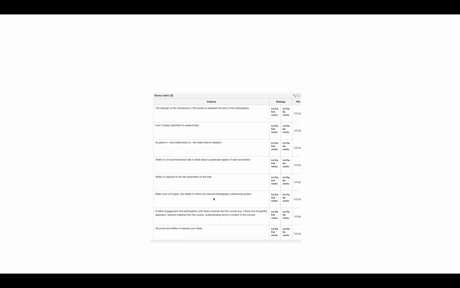How well does each article that you're writing on clearly identify its subject and topic? Think about that. Its place and relationship to the wider field of research, and that's really important as well, that you're able to situate the article within the wider field of research. Ability to not summarize, but talk in detail about particular aspects of each annotation. Okay, we don't want a summary of each article.